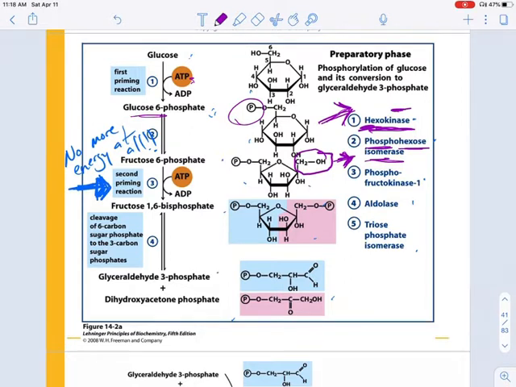Okay. The next step is to take this fructose molecule and phosphorylate it again. The enzyme that does that is phosphofructokinase, right?